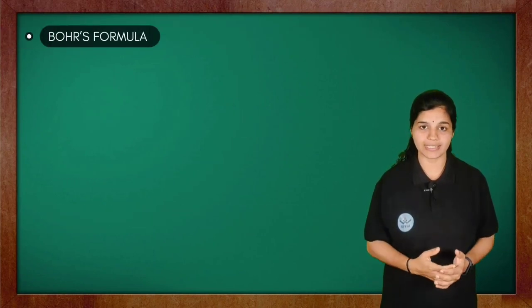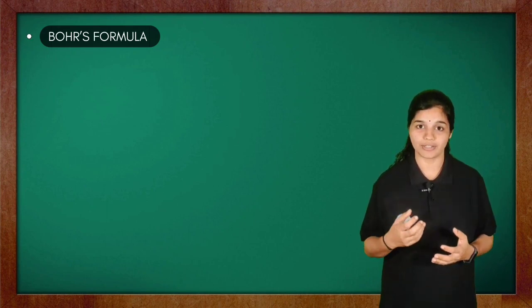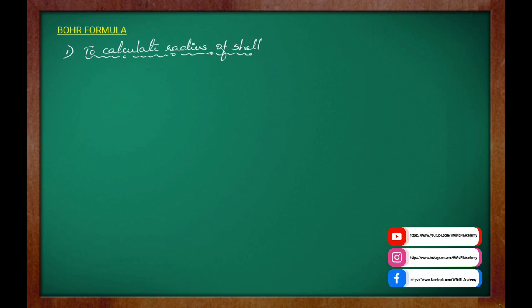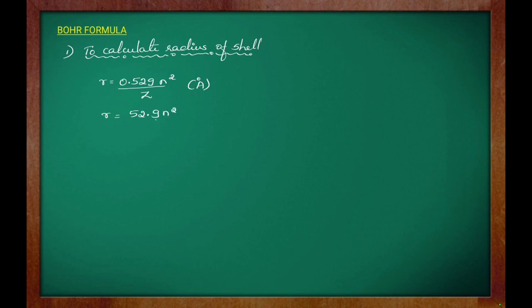Bohr has given formulas to calculate the radius of a shell, the total energy of an electron in an orbit, as well as the velocity of electrons. Bohr's formula to calculate the radius of a shell is r equals 0.529 n squared divided by Z. This will give us the radius of the shell in angstrom. Similarly, if we use r equals 52.9 n squared divided by Z, we will get the radius in picometer. Both angstrom and picometer can be represented in the SI unit of length. One angstrom is 10 to the power minus 10 meter, one picometer is 10 to the power minus 12 meter, whereas one nanometer is 10 to the power minus 9 meter.